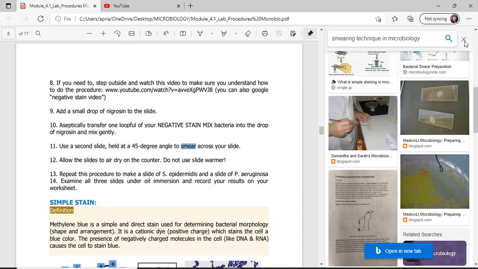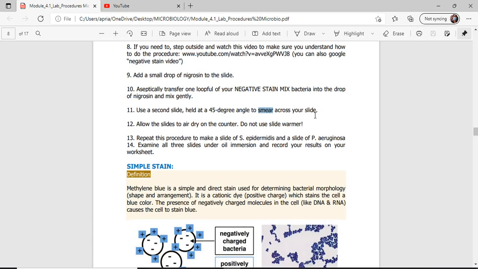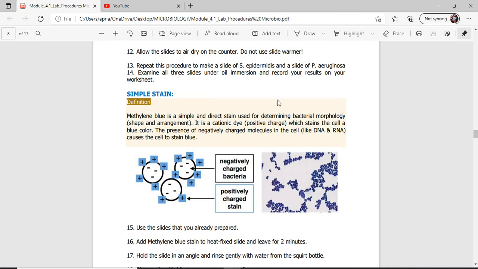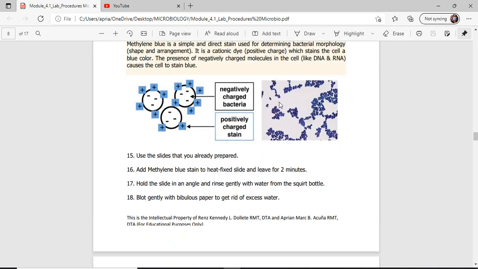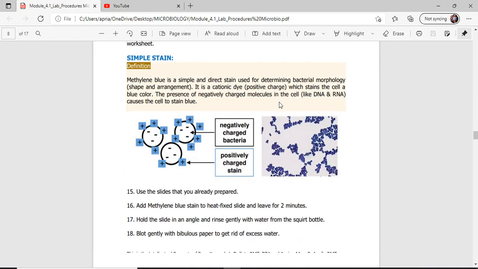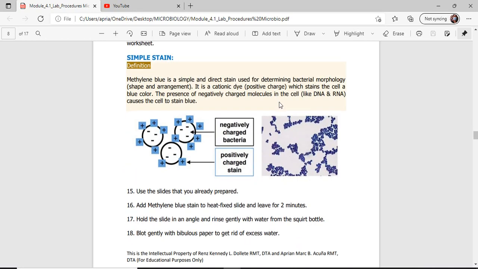Okay, then allow it to air dry on the counter. Do not use the slide warmer. Then repeat the procedure to make a slide of your Staphylococcus epidermidis and your Pseudomonas aeruginosa. Then examine it. Then butang ta sa aton nga laboratory manual or aton nga worksheet. Next nga example aton nga staining is your simple stain. For simple stain, you will be using your reagent which is your methylene blue.